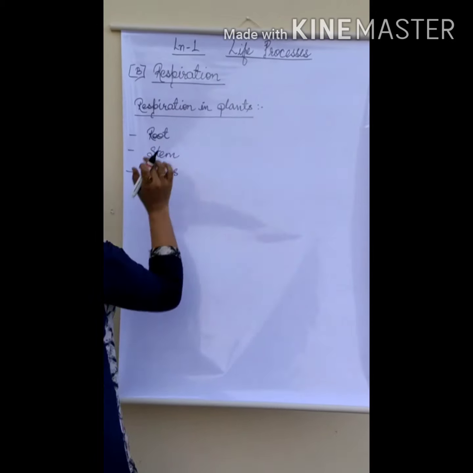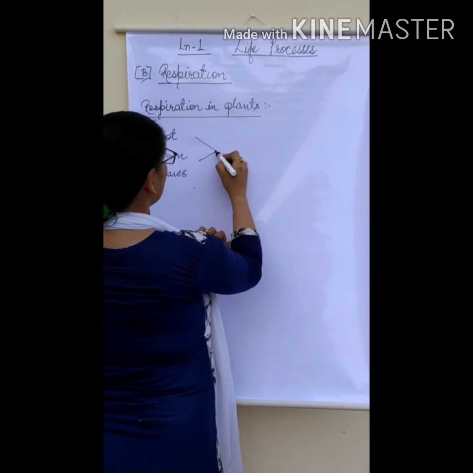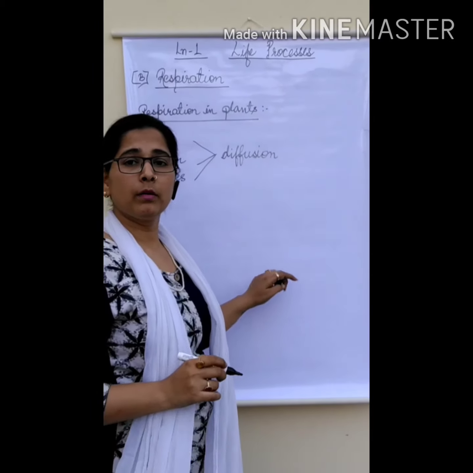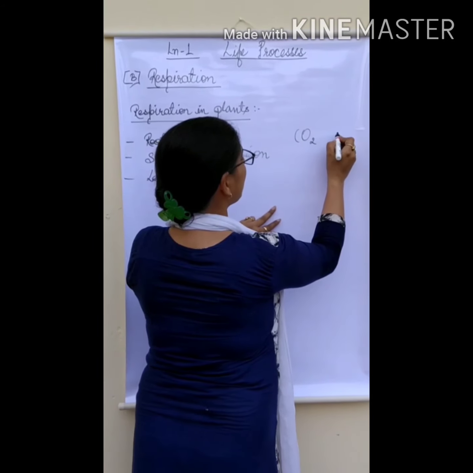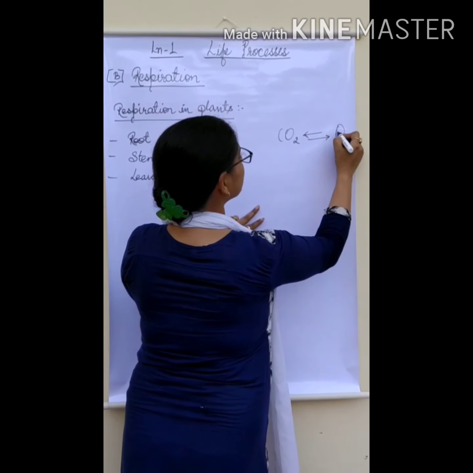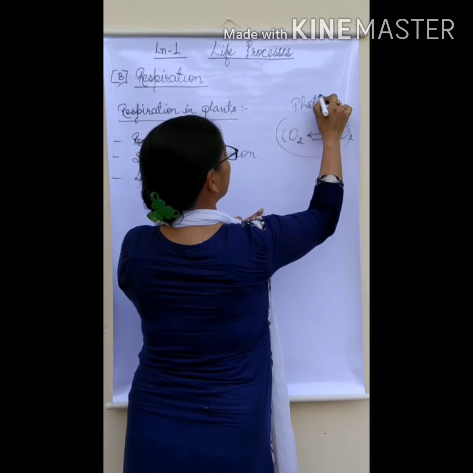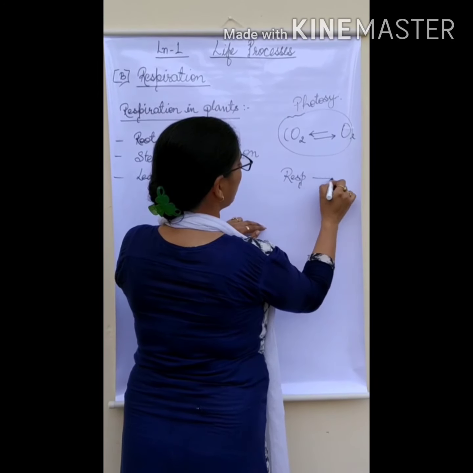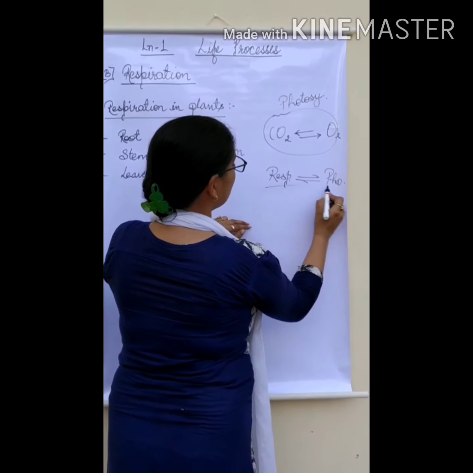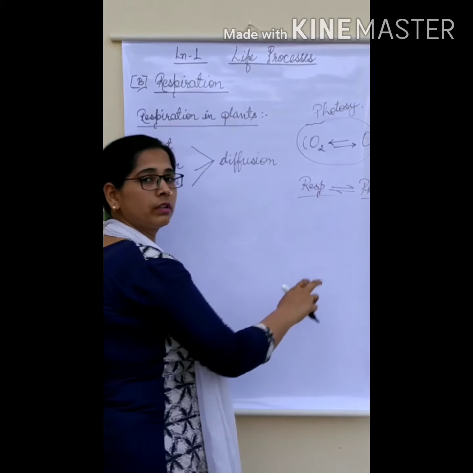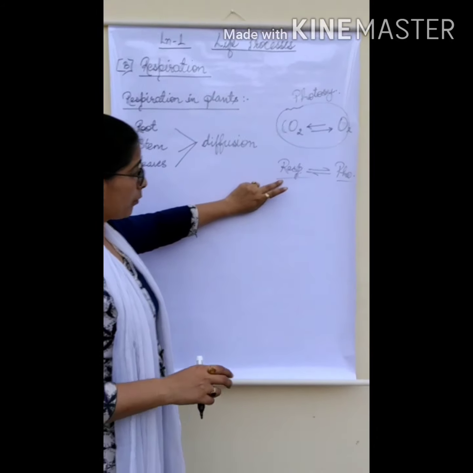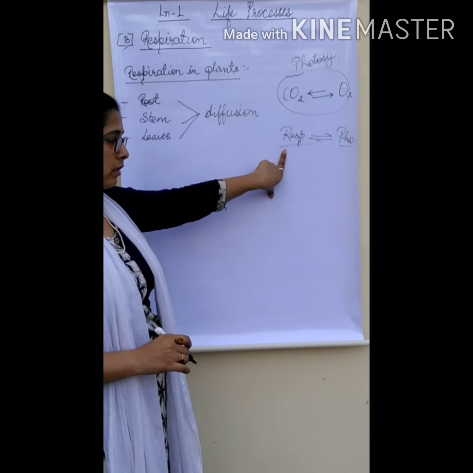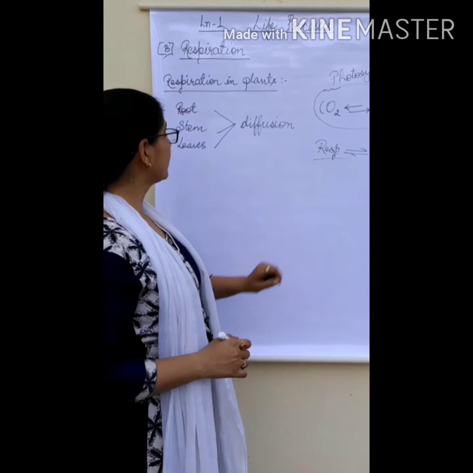Here, when we talk about the root, stem, leaves, everywhere, due to the process of diffusion, the gaseous exchange occurs. As you know, plants take carbon dioxide during the day and release oxygen gas during the process of photosynthesis, right? And I told you that respiration is the opposite of photosynthesis, right? So when there is a requirement of carbon dioxide for the production of glucose, whatever amount of carbon dioxide the plant releases during respiration, some of it is utilized in the process of photosynthesis.